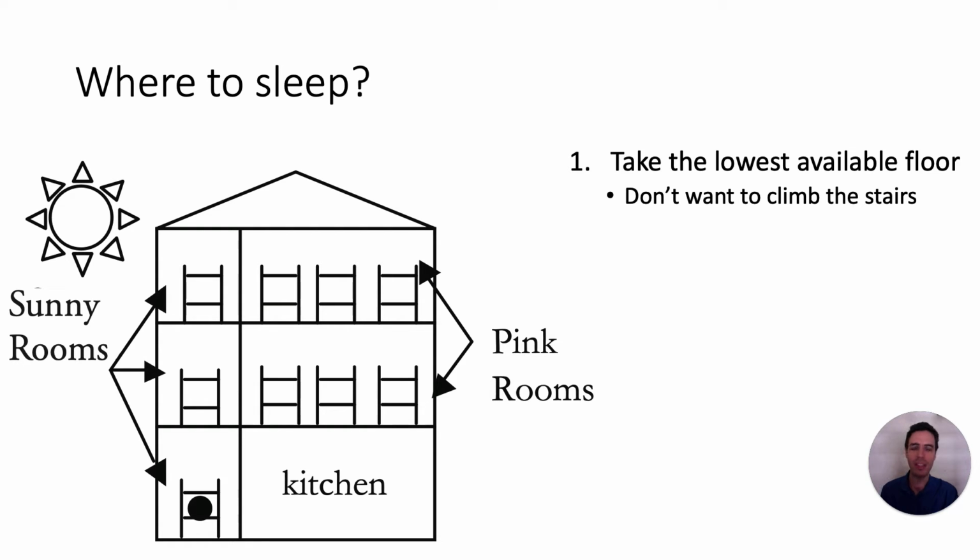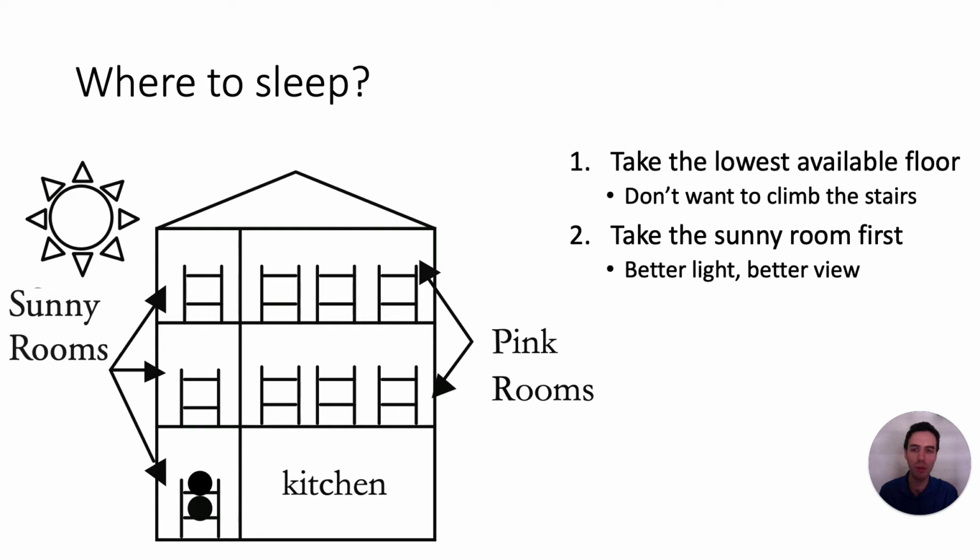Well, first thing we want to think about is nobody likes climbing stairs, especially not with suitcases. So we're going to sleep on the lowest available floor. So the first person to go into the hotel and pick a room, they're going to sleep on the first floor. Nobody wants to climb the stairs. Second person, also going to sleep on the first floor. There's still room on the first floor, so they'll go there. The third person to go in, there's no more room on the first floor, so they're going to climb up to the second floor. But which room are they going to go in?